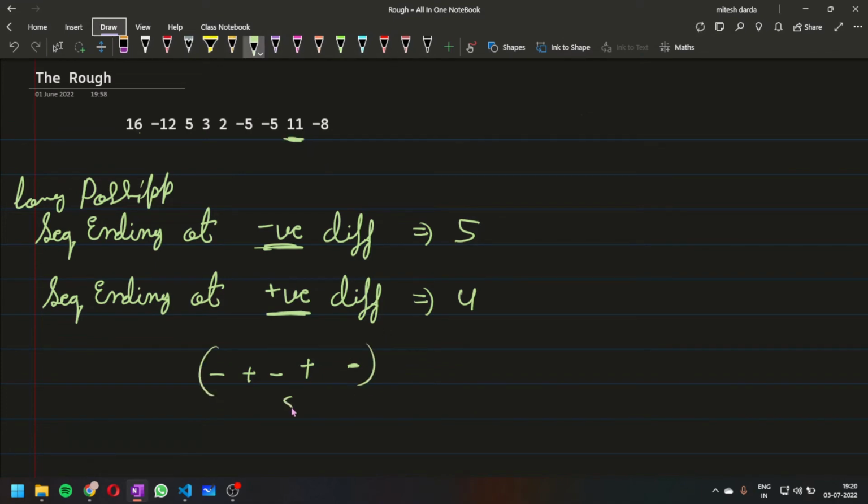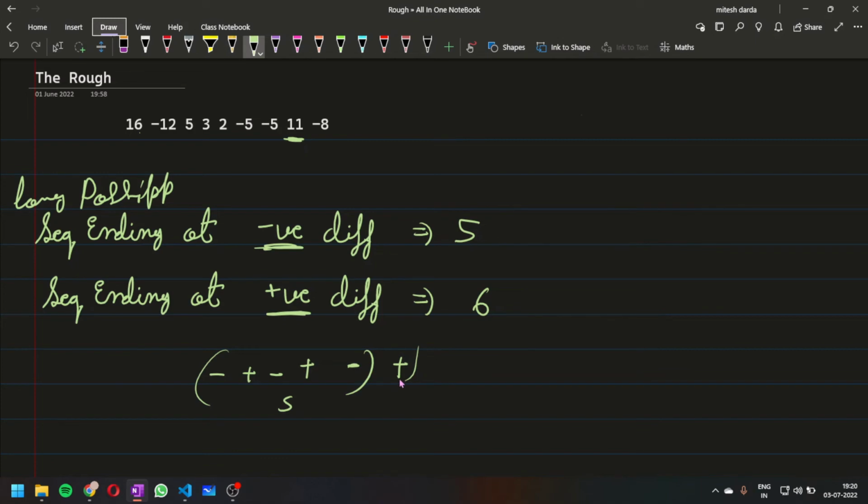So we know that this length is 5. That has already been saved. We encounter a positive value. So what we can do is we can just increase this length by 1. So we can say that this will be 5 plus 1, 6. Alright, 5 plus 1, 6, because 5 is the length of the longest possible subsequence ending at a negative value.